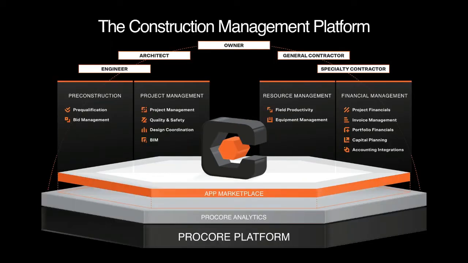So we have four main product groups, if you will. Our pre-construction tools for bidding and pre-qualification, project management. It's exactly what you think it is. All the traditional things that we do on a job site, RFIs, submittals, schedule, data and information, and including BIM and 3D coordination. We then have tools for field productivity and equipment management, and then we have our financial side of the business.